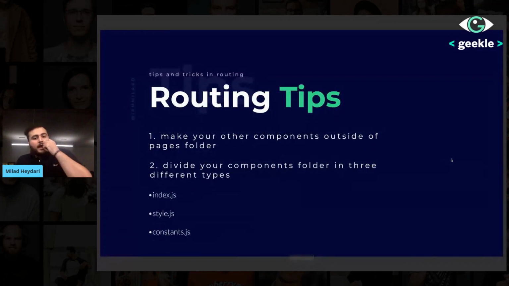Okay, I have some tips about routing in Next.js. I prefer you to make your other components outside of the pages folder, because Next.js works based on file mapping, and if you make your other components inside the pages folder, maybe your production builds become very slow. Try to make your other components outside the pages folder. Let's take a look.